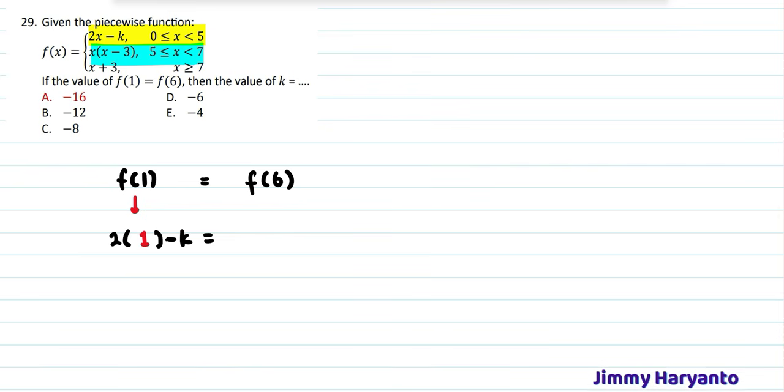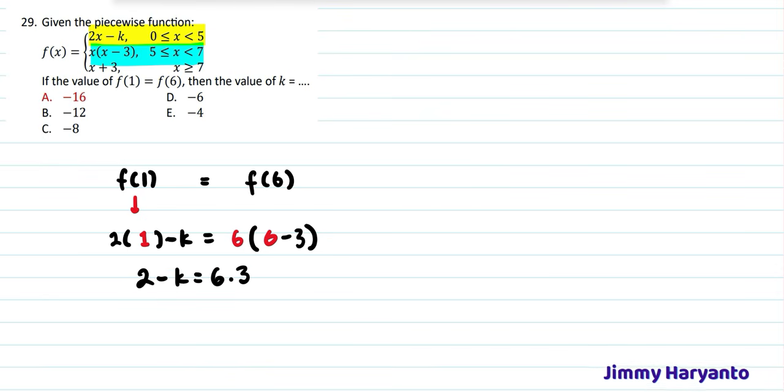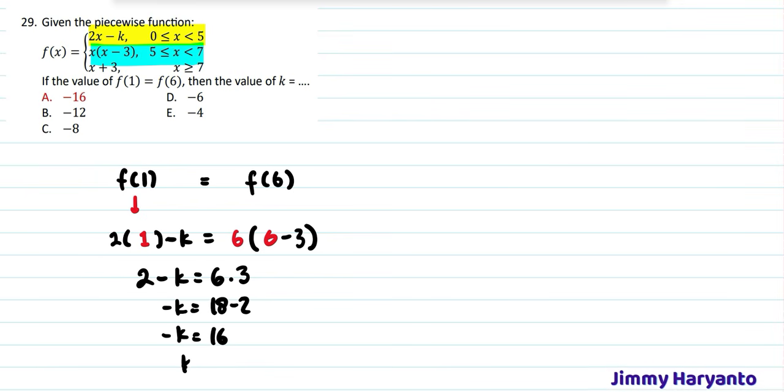So the second one will be 6, and then 6 times 6 minus 3, like that. 2 minus k equals 6 times 3, so negative k equals 18 minus 2, negative k equals 16, k equals negative 16.